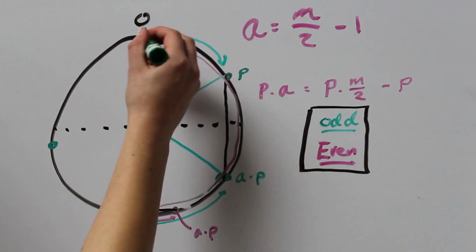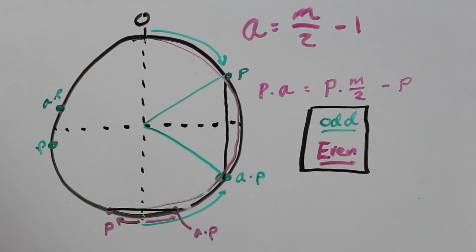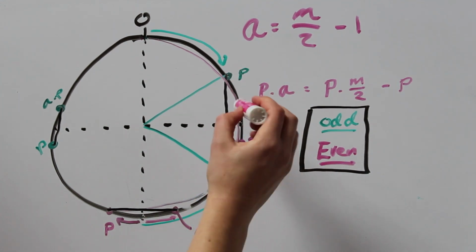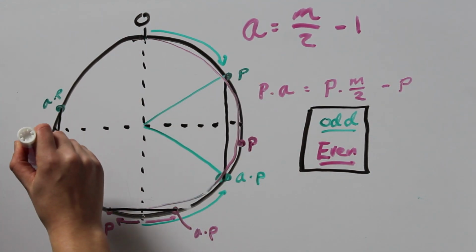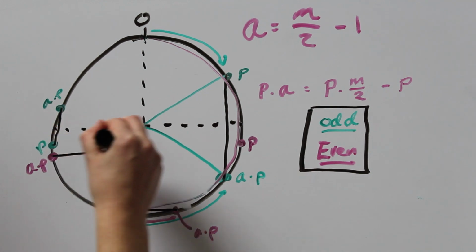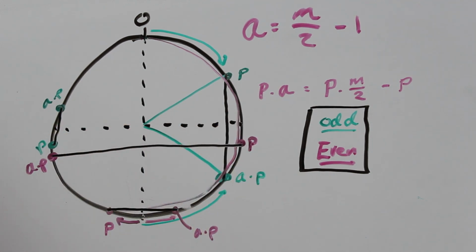I'm showing both an example of p less than m over 2 and p greater than m over 2, so you can see that this argument is generalized to any p around the circle. Either way, we get vertical lines if p is odd and horizontal lines if p is even.